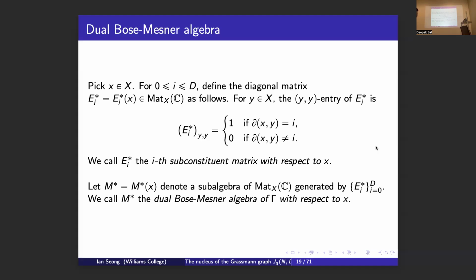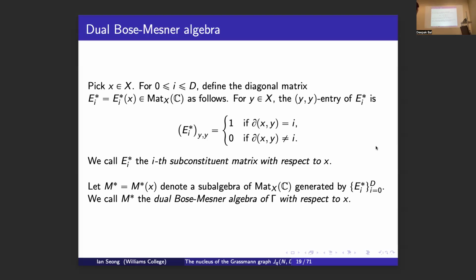And we call Ei star the ith subconstituent matrix with respect to x, because we're basically looking at all the vertices that are distance i away from x, technically. Okay, and we're going to let M star denote a subalgebra of Mat C that is generated by Ei star, and we call this the dual Bose-Mesner algebra of gamma with respect to x.